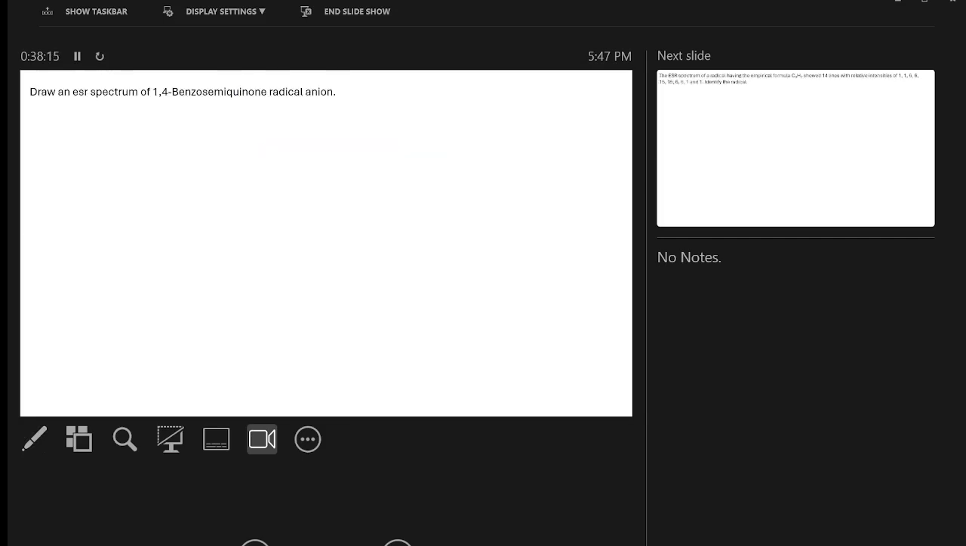Now we will try to draw some EPR spectrum based on this discussion. So first is one for benzo semiquinone. The structure of this benzo semiquinone is this one. Oxygen here, oxygen here. Here you have minus. So the number of unpaired electrons is 1.